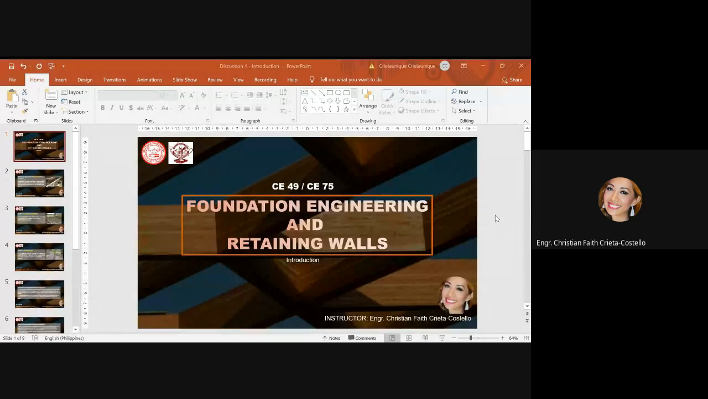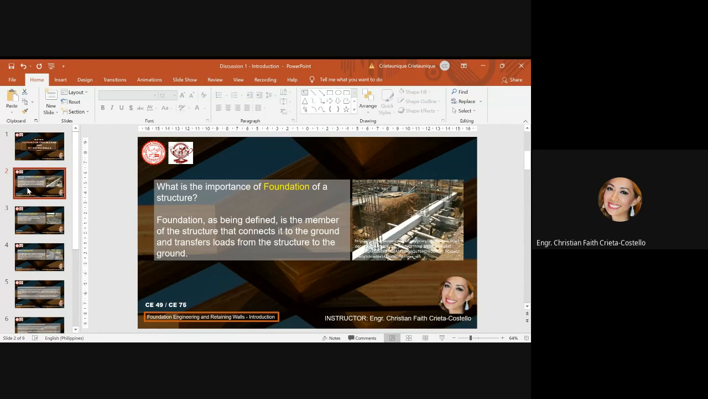This is now the introduction for foundation engineering and retaining walls, C49 and CE75. To begin with, what is the importance of foundation of a structure?